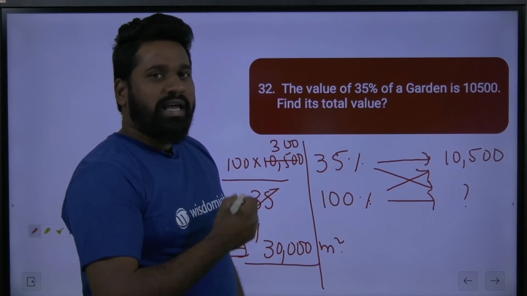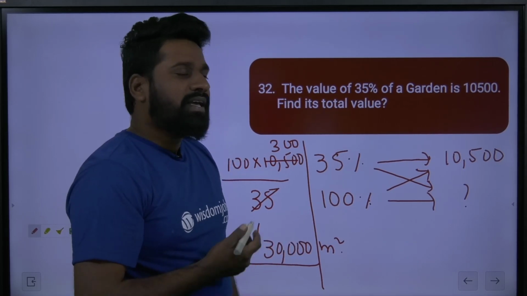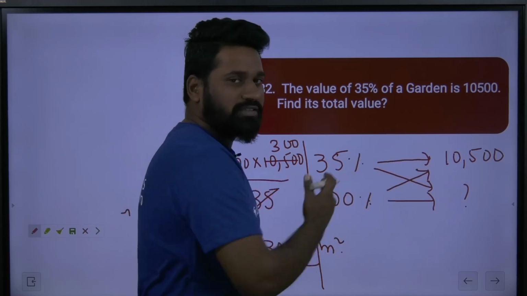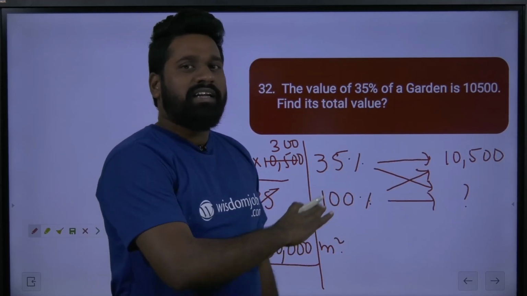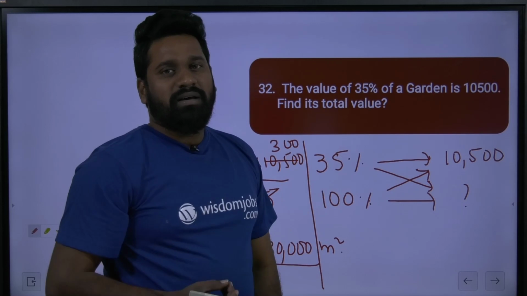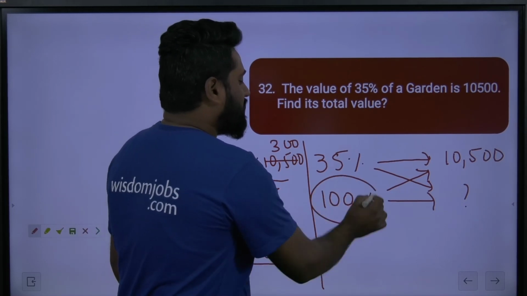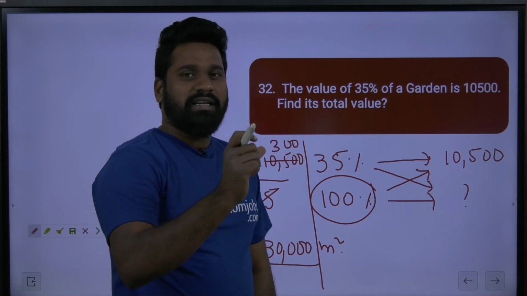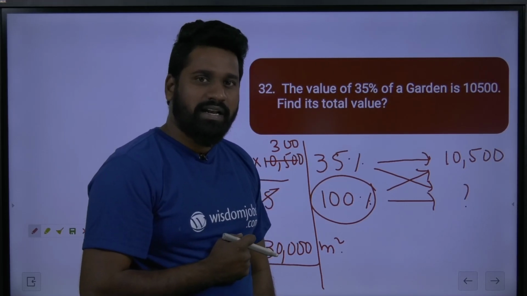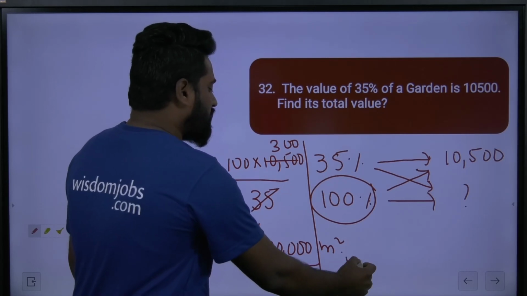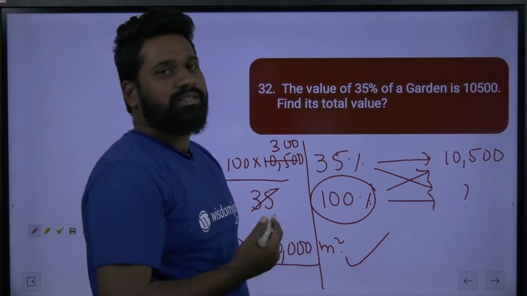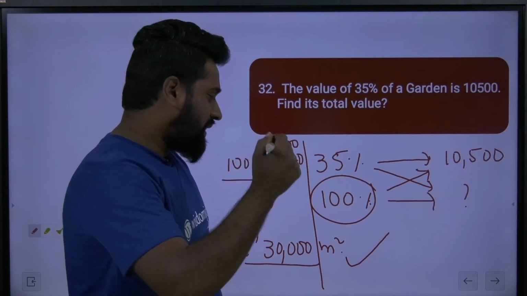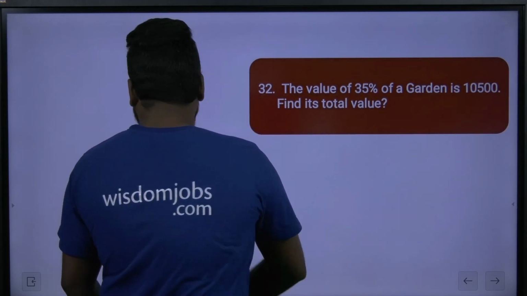Is it clear? In the previous method we took x, but here instead of x we can do it directly, because this is the cross multiplication method. If you are asked to find any total value or total number, you can just find the 100% value, because that represents the entire value of that garden or that number. Clear now? In both cases you are getting the same answer, so our method is correct, that is 30,000 square meters. Clear now? Right. Go for the next one.